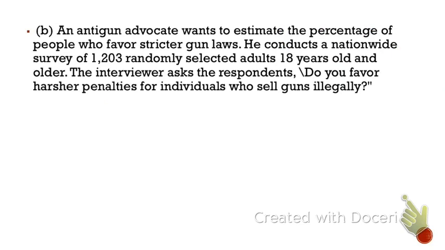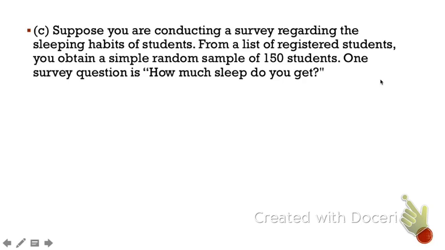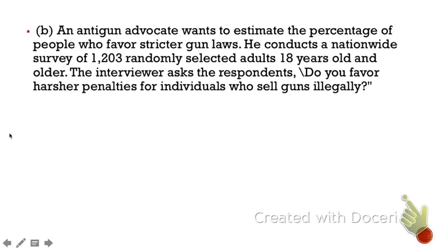Okay, B. An anti-gun advocate wants to estimate the percentage of people who favor stricter gun laws. He conducts a nationwide survey of 1,203 randomly selected adults 18 years old and older, and the interview asks the respondents, do you favor harsher penalties for individuals who sell guns illegally?